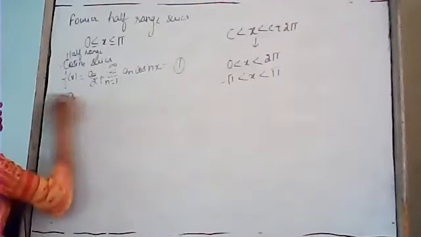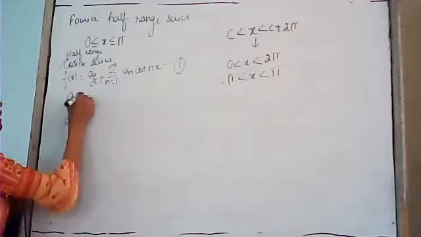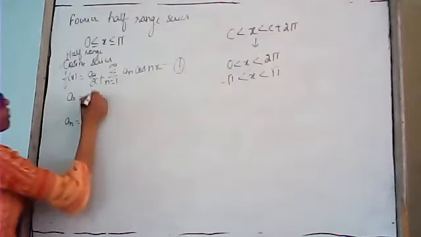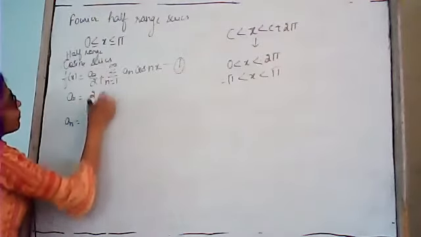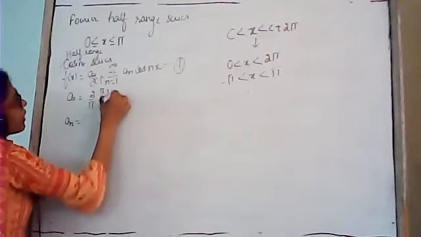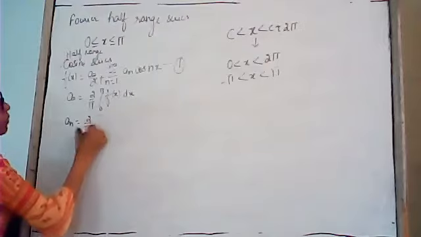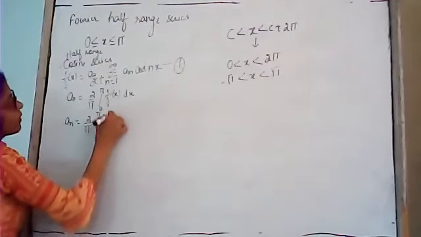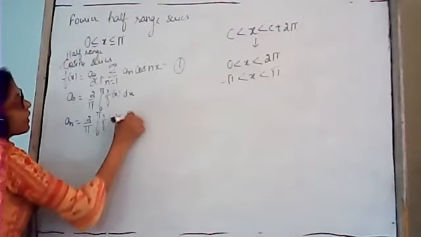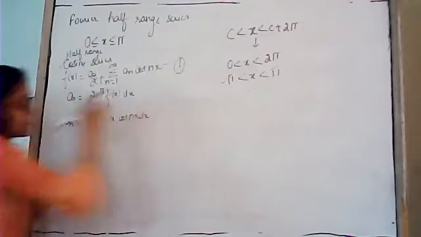After that, we have to find the value of a naught and a_n. The value of a naught is given by 2 by pi, integral 0 to pi, f(x) dx. And the value of a_n is given by 2 by pi, integral 0 to pi, f(x) cos of nx dx.